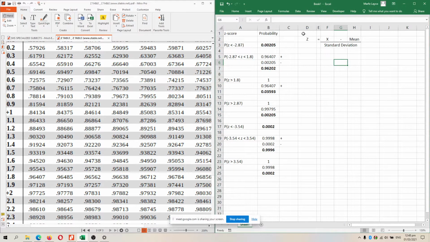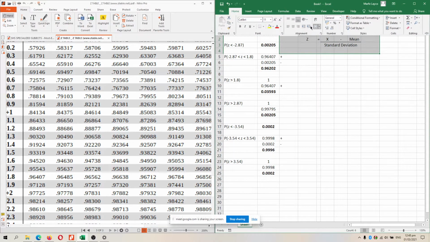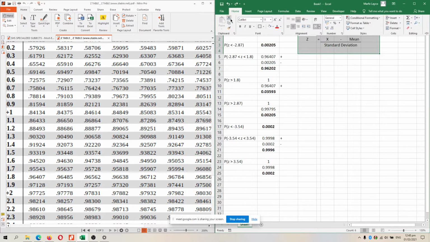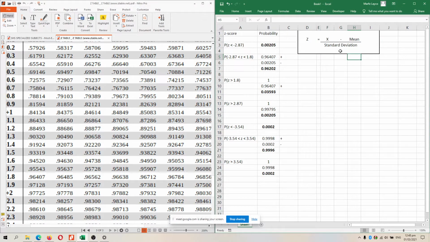So, meron tayong ganitong formula. Formula natin yan sa standard deviation. So, ito yung formula natin para makuha yung z-score, no? We have z, that is equivalent to, yung z-score natin, equivalent yan sa value na binigay sa atin, minus mean, divided by standard deviation.